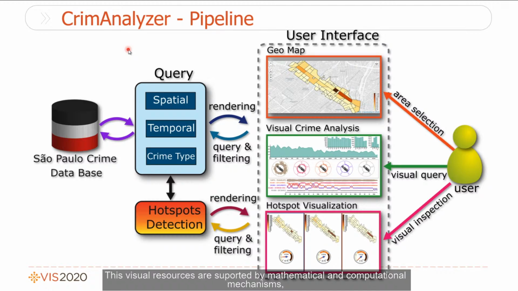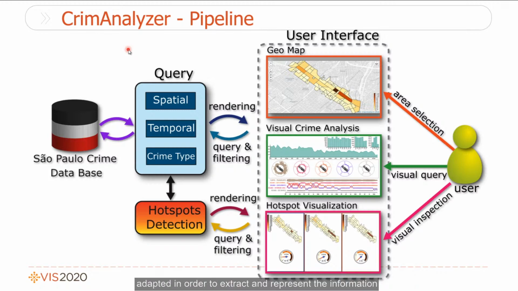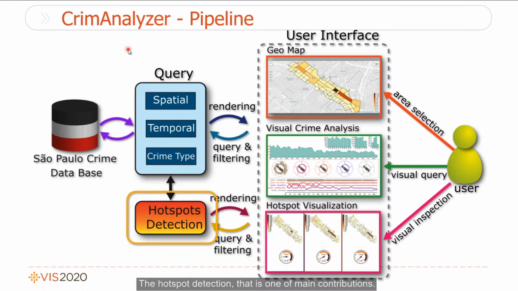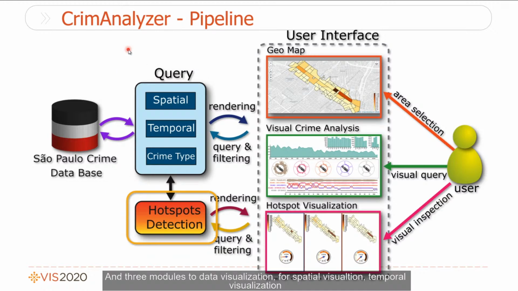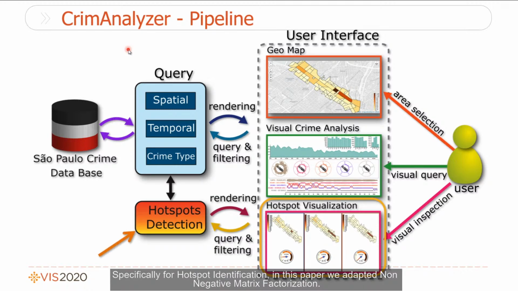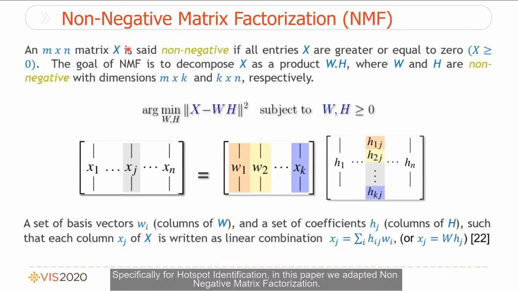These visual resources are supported by mathematical and computational mechanisms and adapted in order to extract and represent the information. The modules of our pipeline are the database to filter spatial, temporal, and crime type, the hotspot detection, which is one of the main contributions, and three modules for data visualization: spatial, temporal, and hotspot visualizations. Specifically for hotspot identification, in this paper we adapted non-negative matrix factorization.